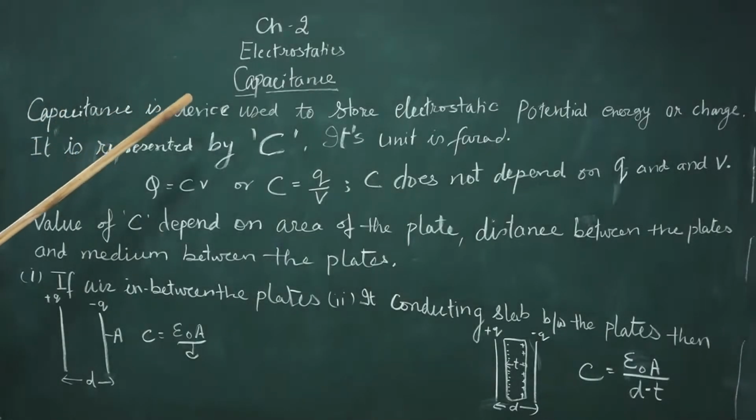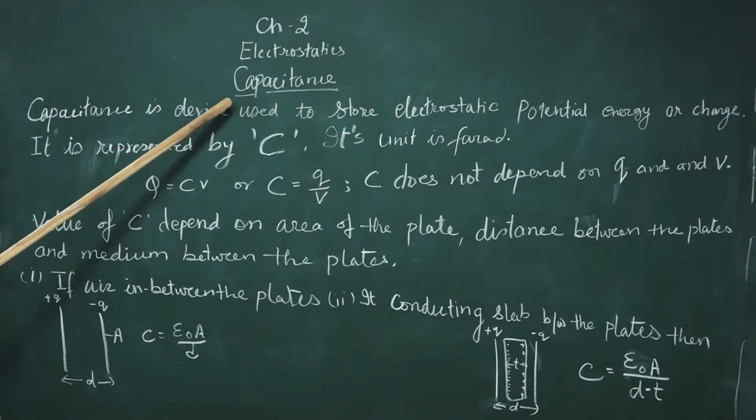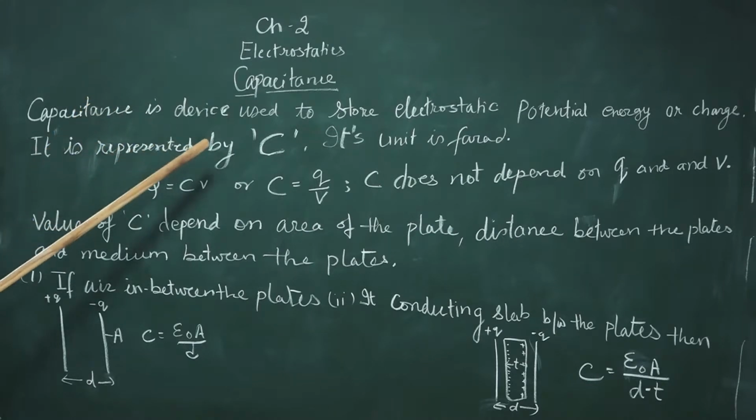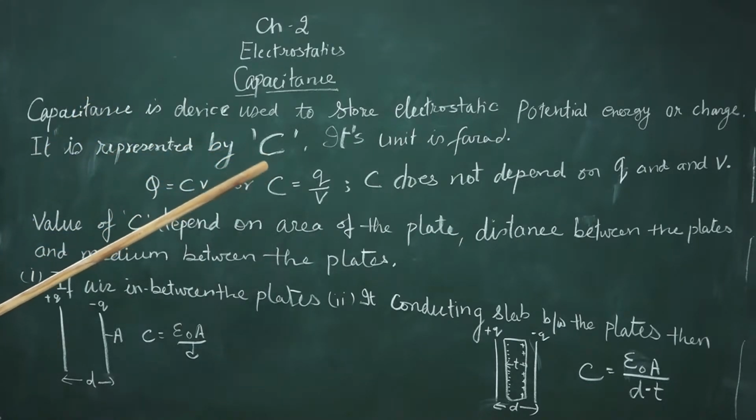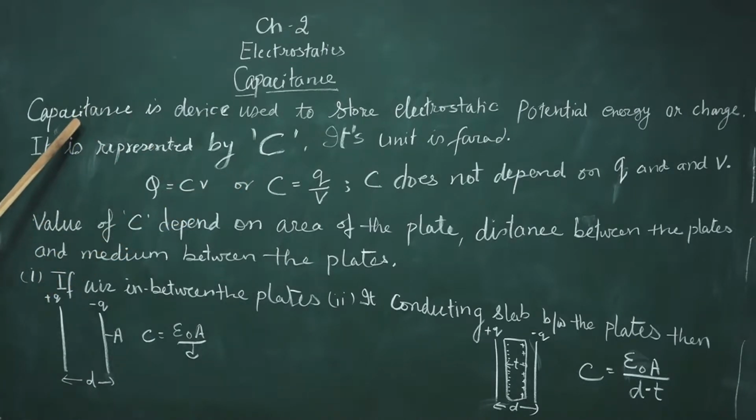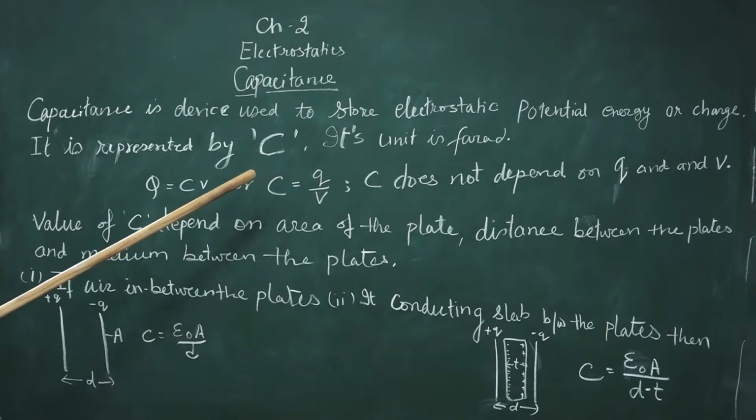In chapter 2 electrostatics, the next topic is capacitance. Capacitance is a device used to store electrostatic potential energy and charge. A capacitor is a device which can store more and more charge. It is represented by capital C, as we represent resistance by R and battery in the circuit. Its SI unit is farad.